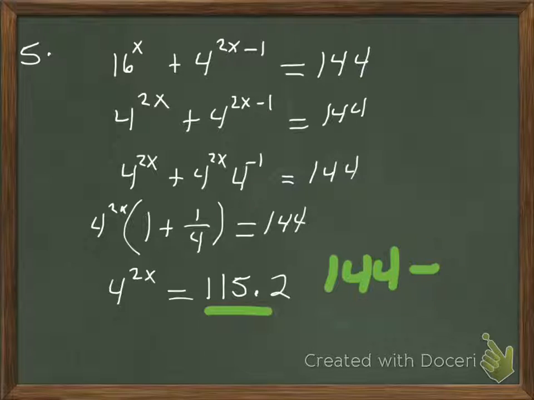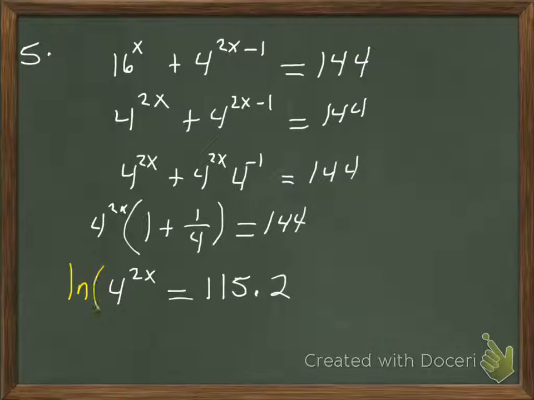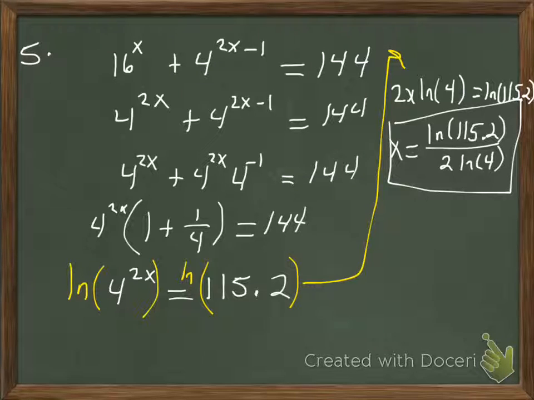So what we can do from here is take the natural log to undo the exponent. So then we'll take the natural log of both sides, and the x will come down. And the last thing we need to do is divide both sides by 2 ln of 4. Okay. So we're going to look at one more.